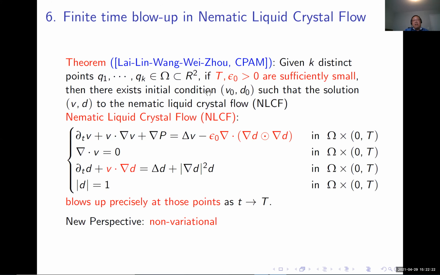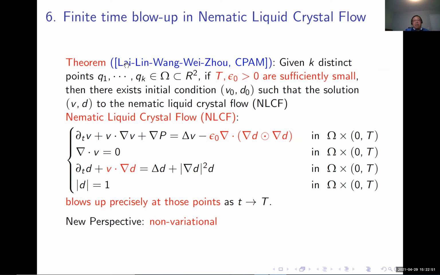And finally, you can also apply this inner-outer gluing for fluids. So you can couple the Hamiltonian map with the Navier-Stokes. And this becomes the so-called nematic liquid crystal flow. And this is a known open question, whether or not in the 2D case you have a finite time blow-up.